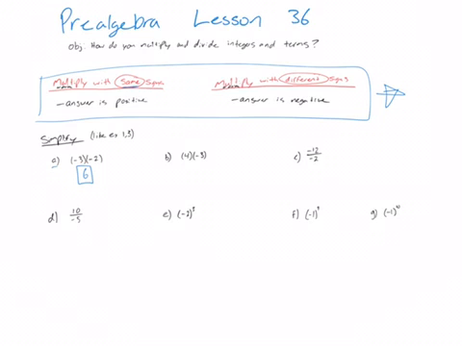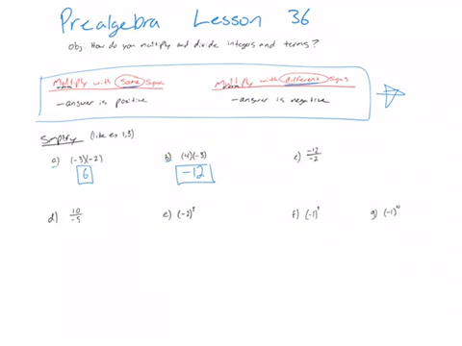Letter B here is 4 times a negative 3. That means the 4 is positive, the negative 3 is negative, so they have different signs. So that means my answer is going to be negative, and 4 times 3 is 12, so my answer is negative 12.